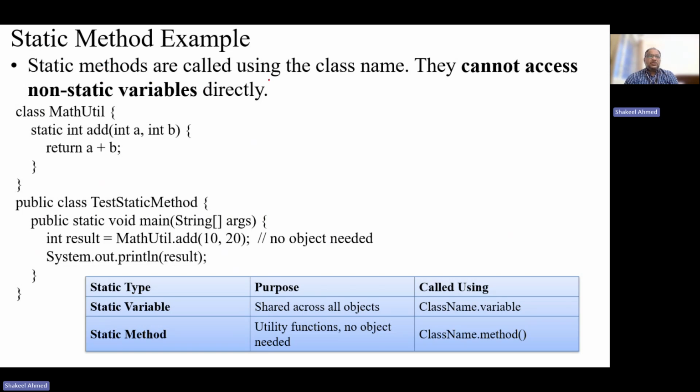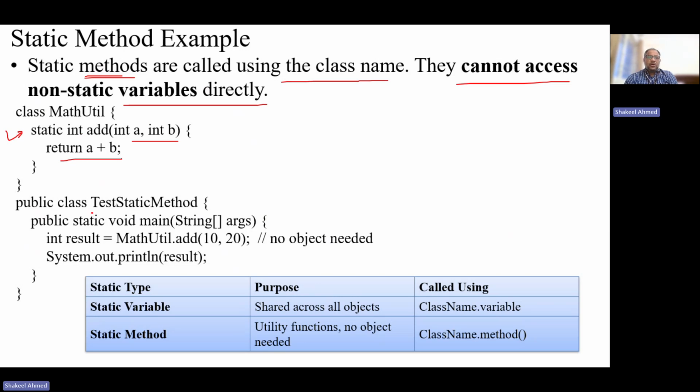So static methods are called using the class name. Remember this point. Generally, the static methods are called using the class name. They cannot access non-static variables directly. So if you declare it as a static method, you have to call it using the class name. Now let's look at this example. Class MathUtil, and then we are having a static method, static int add(a, b), which returns a plus b. So this class has got only one method.